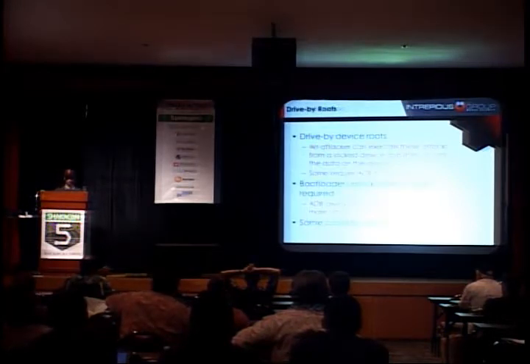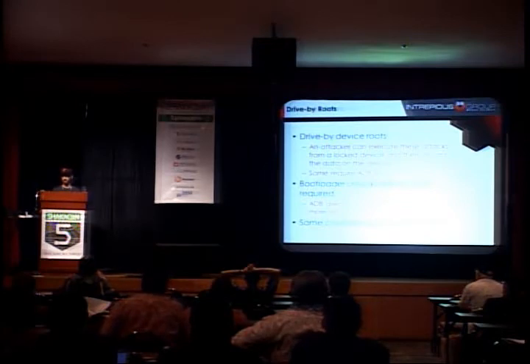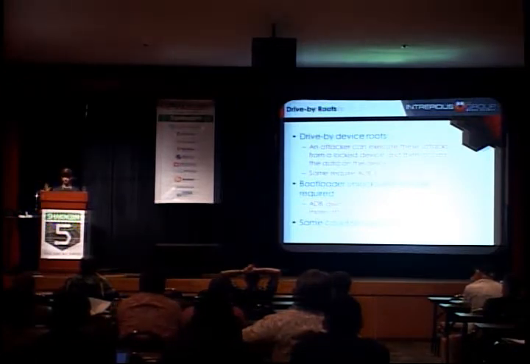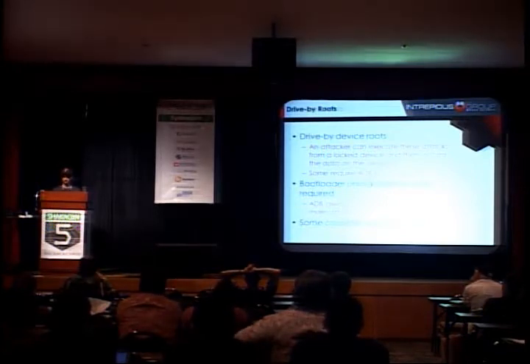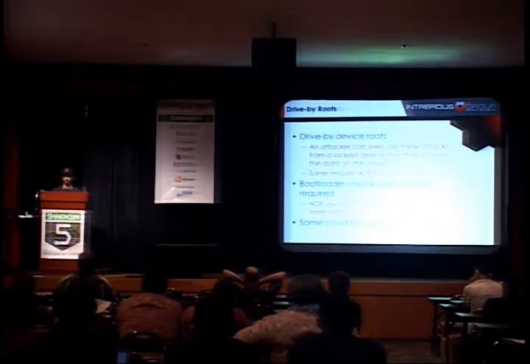So drive-by device roots, just to start with. On a lost or stolen device, an attacker could execute these to gain access to your data. So these are the really bad ones. These are the ones that we'd like to prevent. If my phone gets lost and it's locked with a passcode, I don't want someone to have access to that data. If the device is vulnerable to one of these drive-by roots, an attacker could have access to my data.